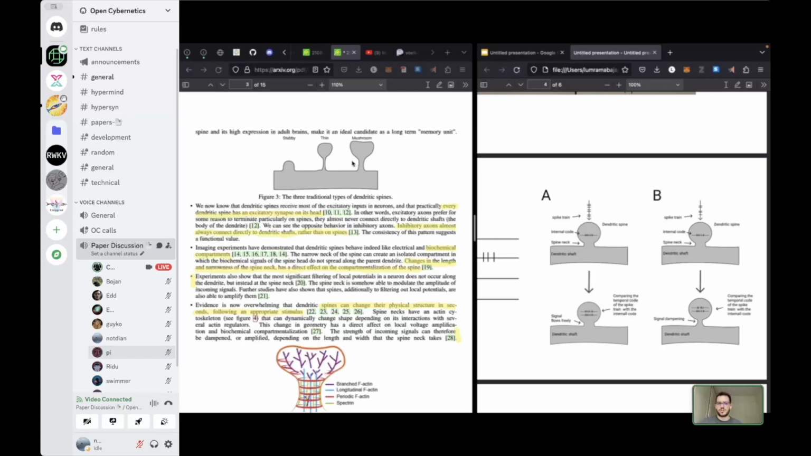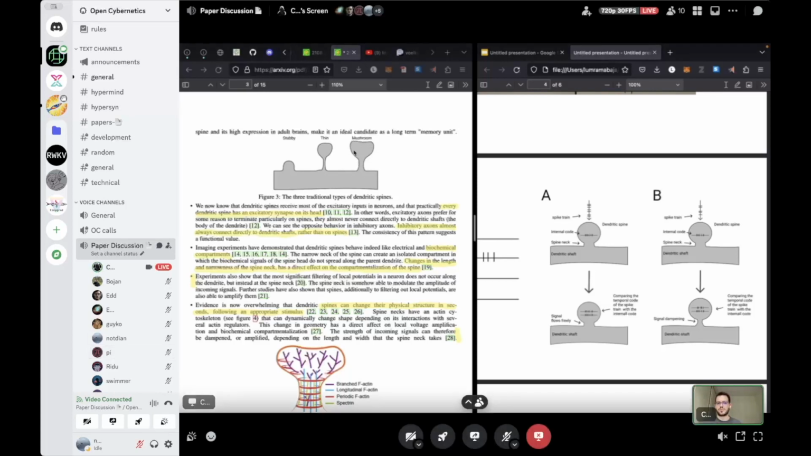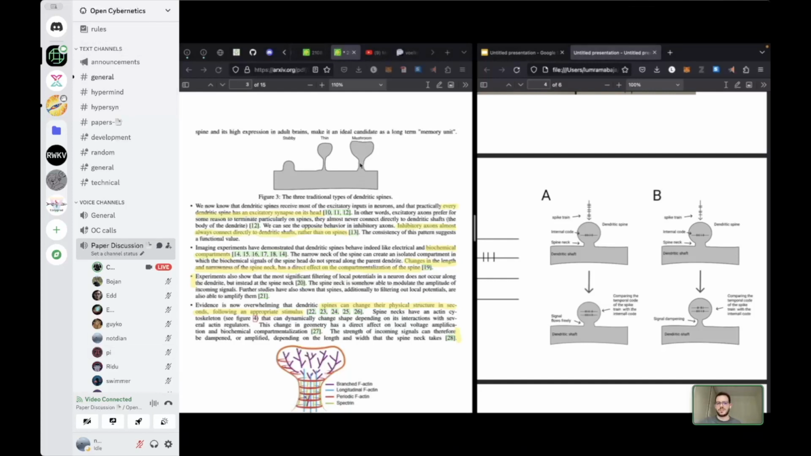What's also very interesting is that almost every mushroom spine has a spine apparatus, that organelle that I mentioned, but thin spines do not have the spine apparatus. So it's like three stages in the growth of a spine rather than three different types of spine. Yeah, exactly. We should observe them more as stages, in my opinion. And if we look at babies, they mainly have stubby spines. And if we look at adult brains, they mainly have mushroom spines.